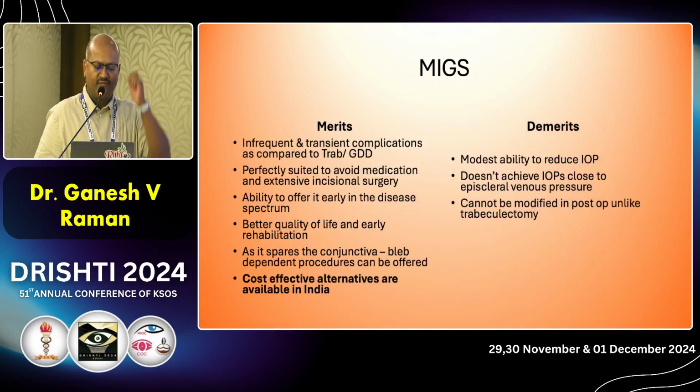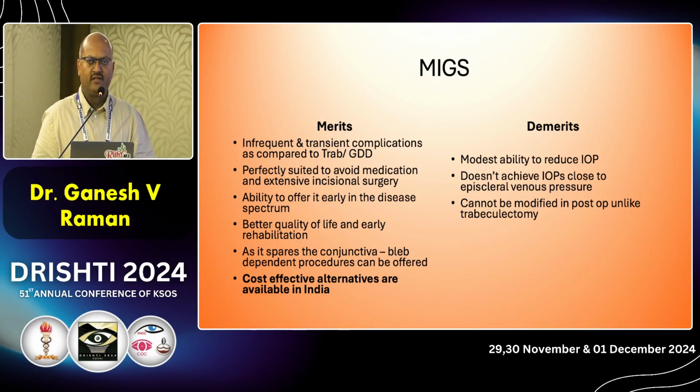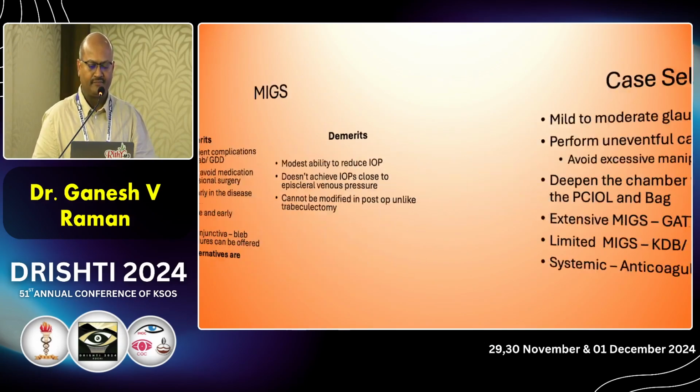So the merits of MIGS are numerous. You have better quality of life, it spares the conjunctiva, and it's very cost effective. The demerits are that you have only a modest ability to reduce the intraocular pressure. It doesn't achieve low IOP and cannot be modified, unlike a trab. So you cannot do a suture removal or bleb needling or anything. If it's done, it's done. You have to go to plan B for that.